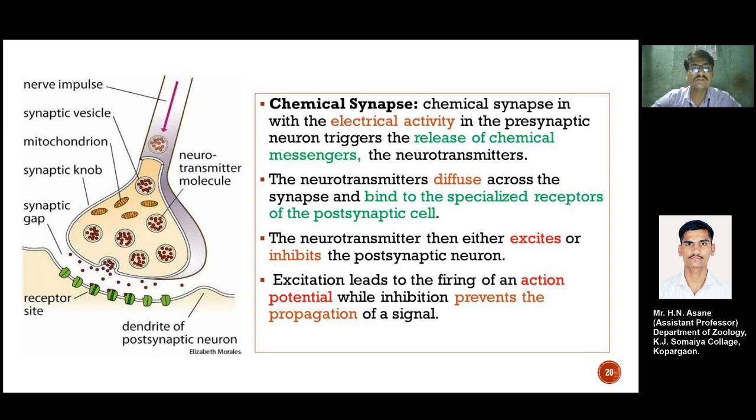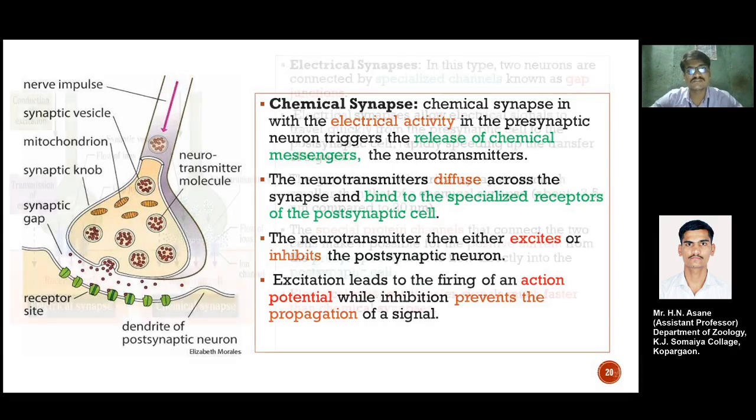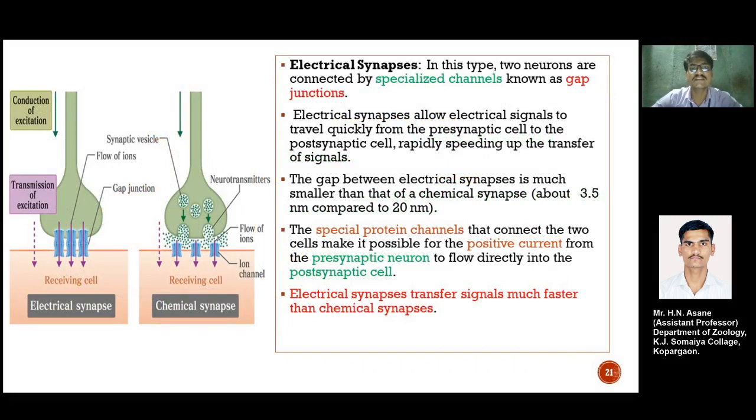In chemical synapses, the electrical activity is going to trigger a chemical activity. This process takes time, but it is still very fast. Faster than this process is the electrical synapse. So why is the chemical synapse a little bit slower than the electrical synapse?